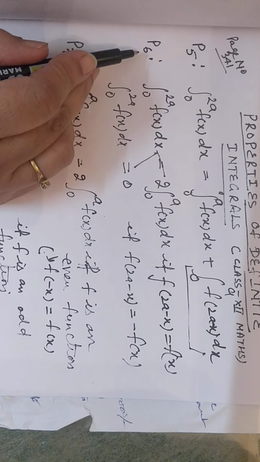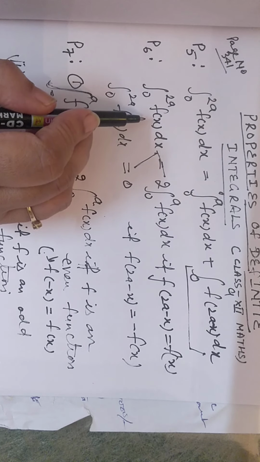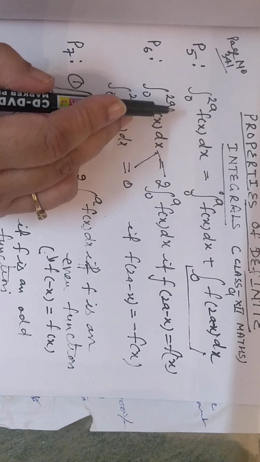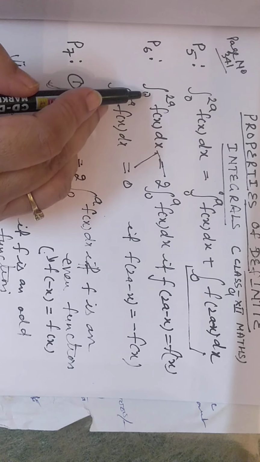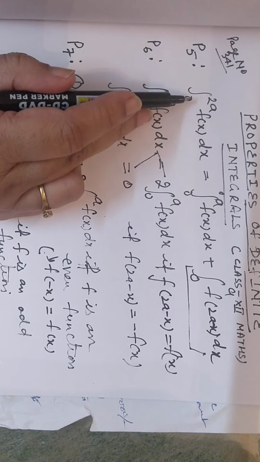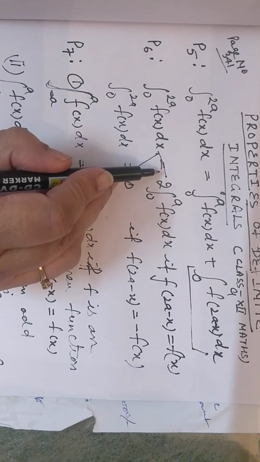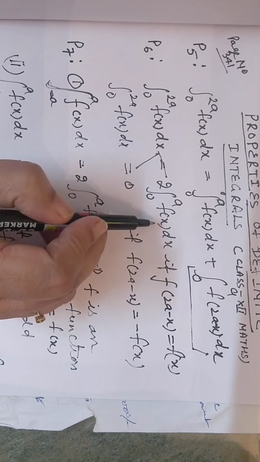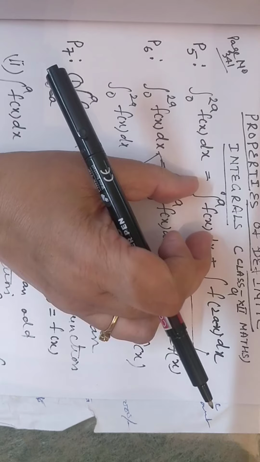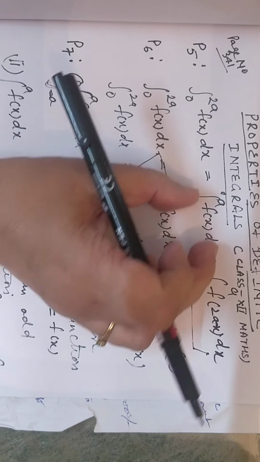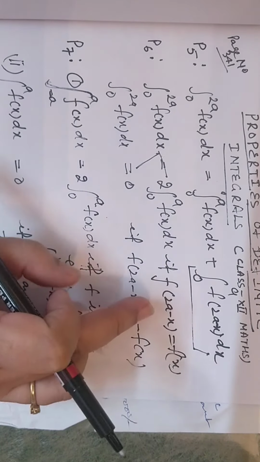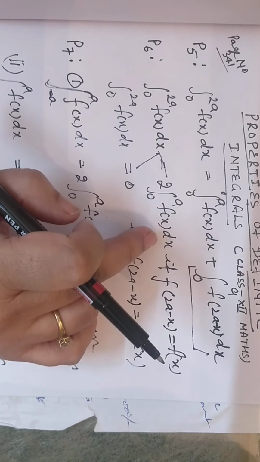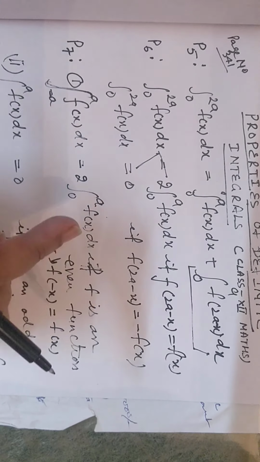Now P6 states that the integration of any function f(x) dx is a particular case of P5, where the lower limit and upper limit are the same. It can be written as 2 times the integral of f(x) from 0 to a dx, which means this will be double. It will be double when f(2a minus x) is equal to f(x), that is, 2 times the given integral.